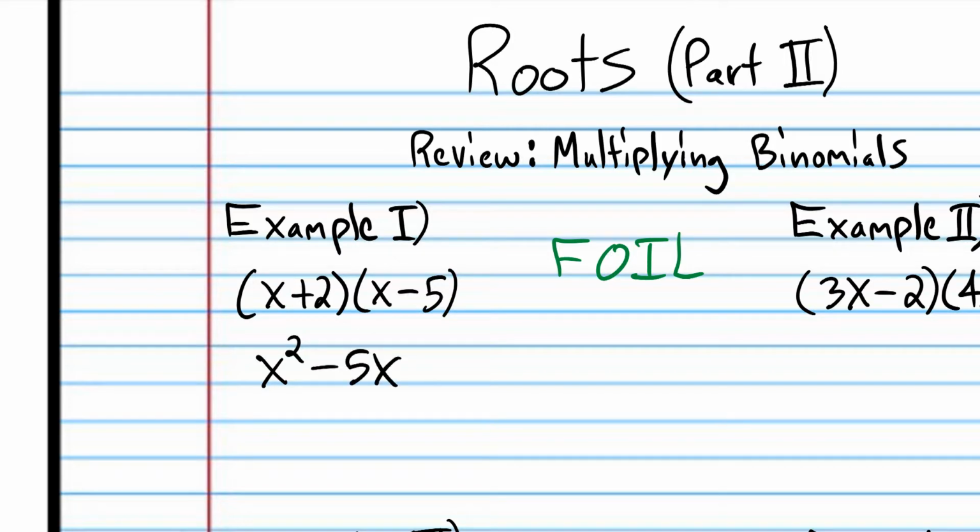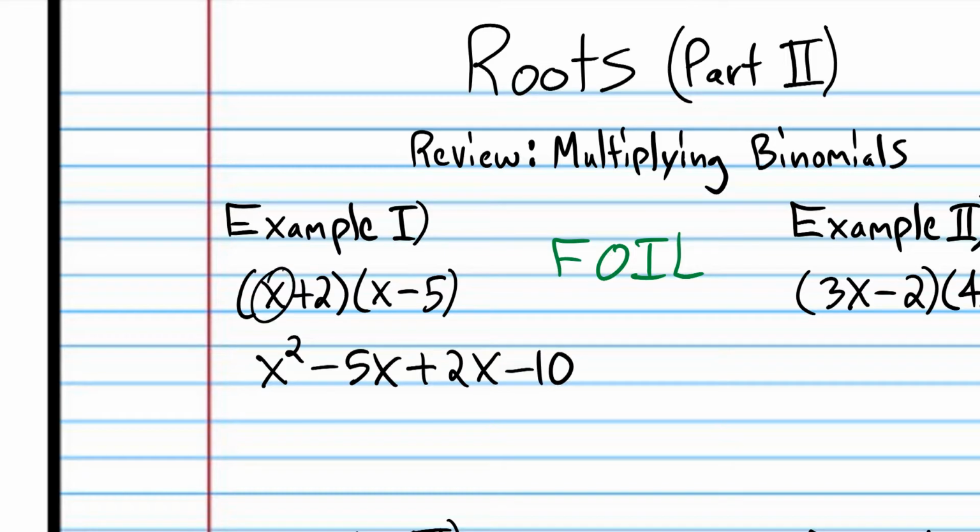That was O. Now we're going to do I of FOIL. That's the inside part. That's 2 times x, which would be 2x. And then we're going to do the L part of FOIL, which is the last terms. That's 2 times negative 5, which is negative 10.